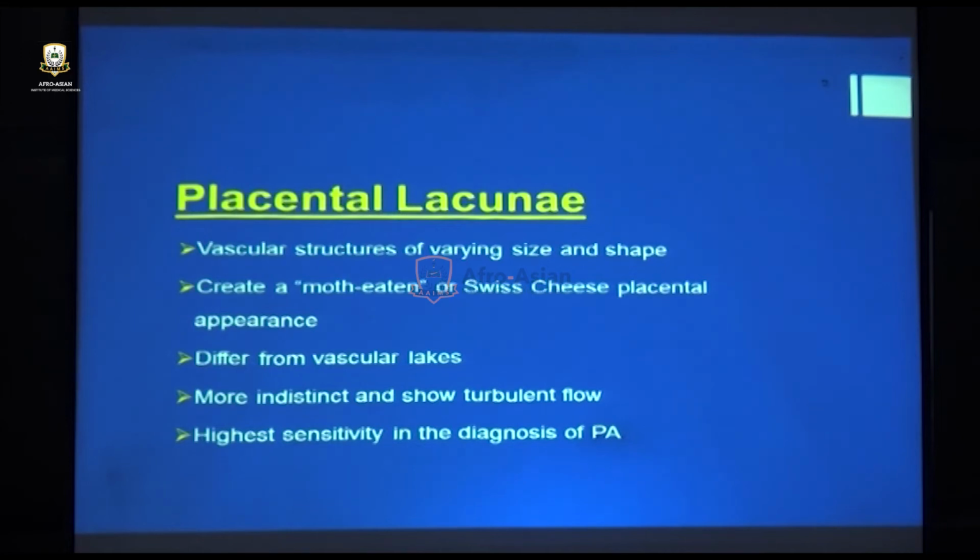In a normal lake, you see low level of smooth flow, but when it's a lacunae, it's high velocity and turbulent flow. It has the highest sensitivity in the diagnosis of placenta accreta. So this is the main key for diagnosing placenta accreta.